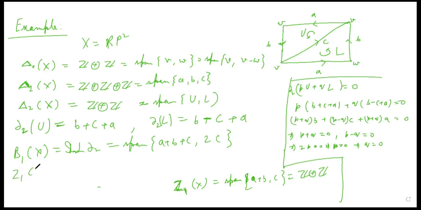And Z1x is span of, you see, A plus B and C, they span this, but then A plus B plus C and C, right? They will span this Z1x, right? Because from these two we can get these two, and from these two we can get these two.